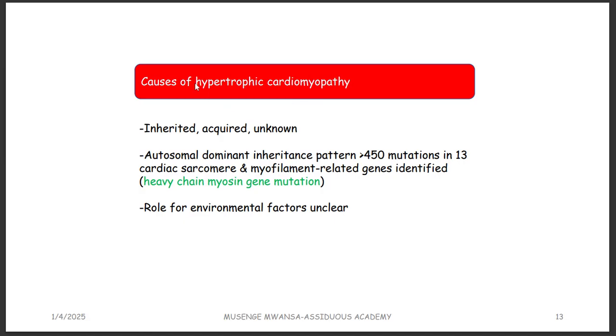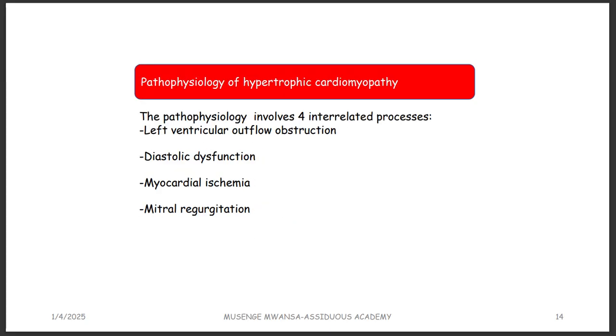What can cause hypertrophic cardiomyopathy? It can be inherited disorders, acquired disorders, or even some which are idiopathic. For example, an autosomal dominant inheritance. So there is what is known as a heavy chain myosin gene mutation. Basically, these are more inherited. There are these mutations in the heavy chain of myosin. Some environmental factors can also contribute, though it is unclear.